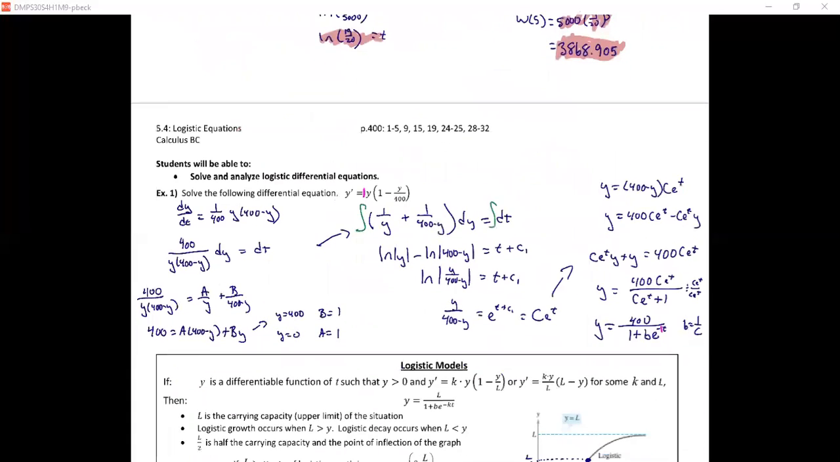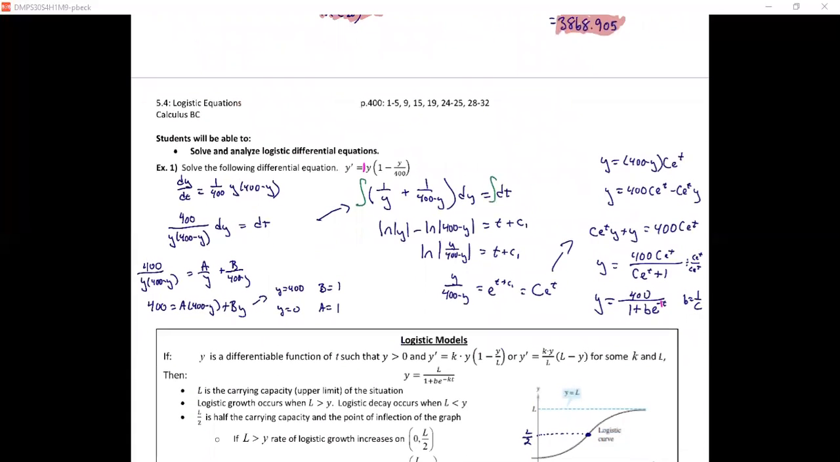Then we move on to logistic equations. This problem that I have here, y prime equals y times 1 minus y over 400, is supposed to represent it. So what I did was I began my separation of variables approach. I did factor the 1 over 400 from it, and in doing so, I then brought everything to the left side where I have just my dt to the right. And in doing so, how do we integrate this? Well, to integrate this, we have to go through partial fractions.